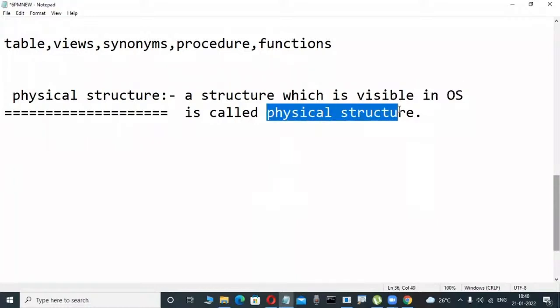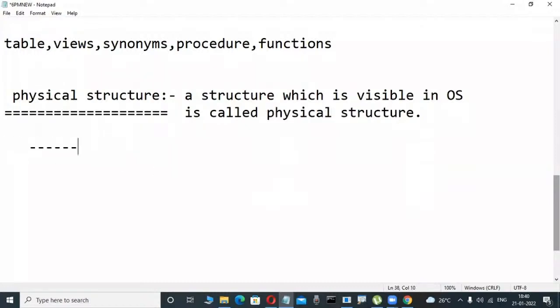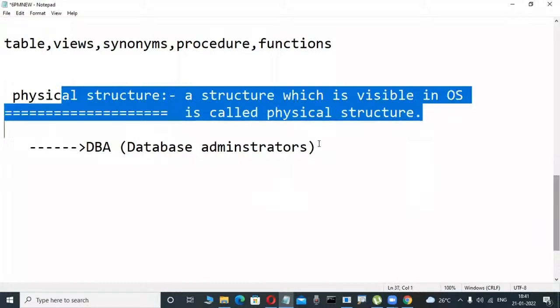But the physical structure, who is working on it? Some different type of persons are working. Who are they? DBA, database administrator. Some other types of persons are there in a database project. Those database administrators only work in the physical structure.